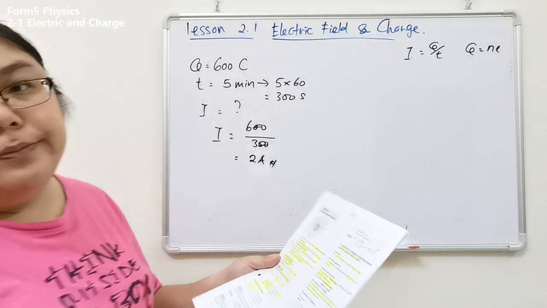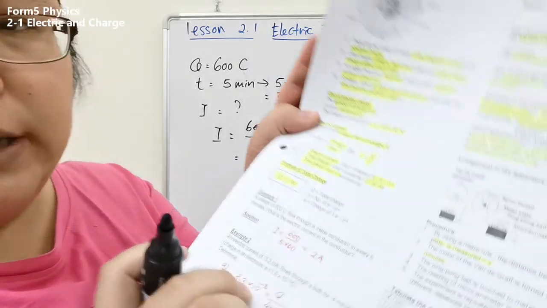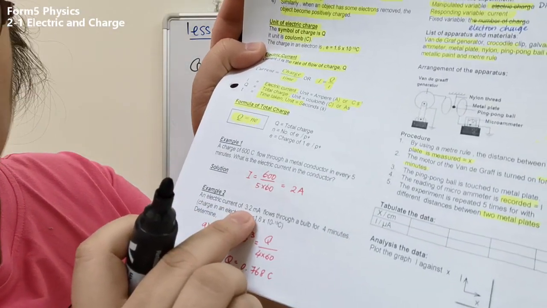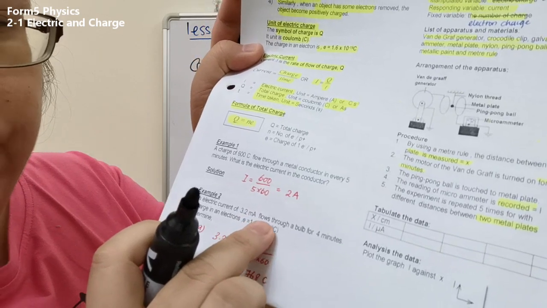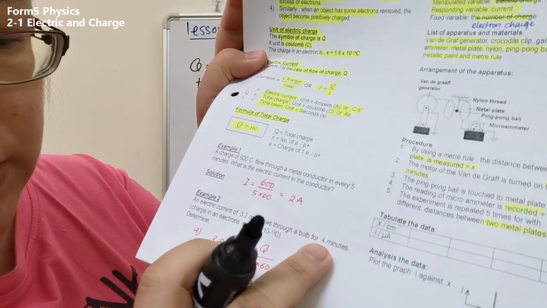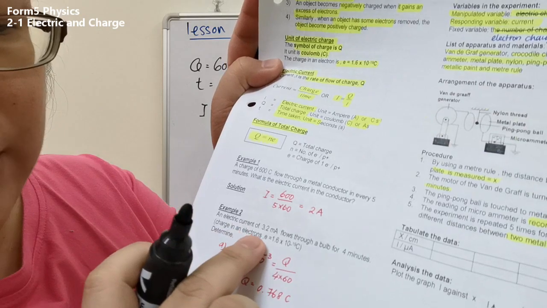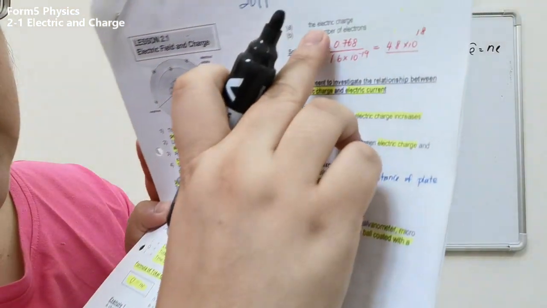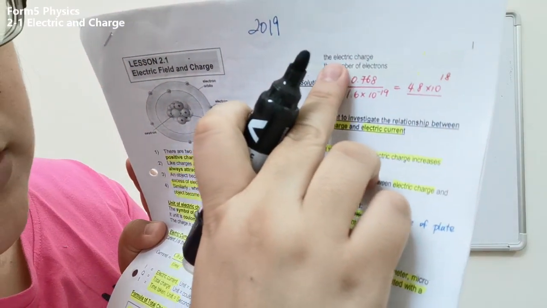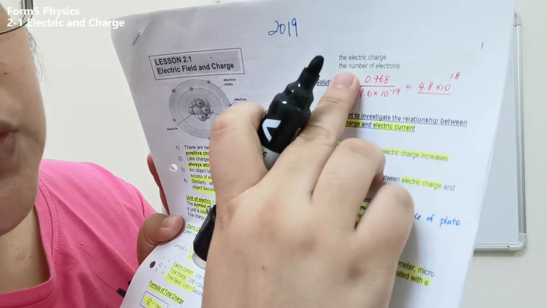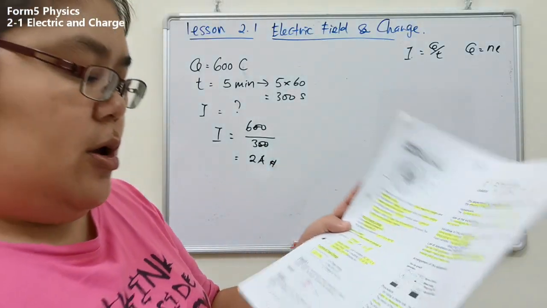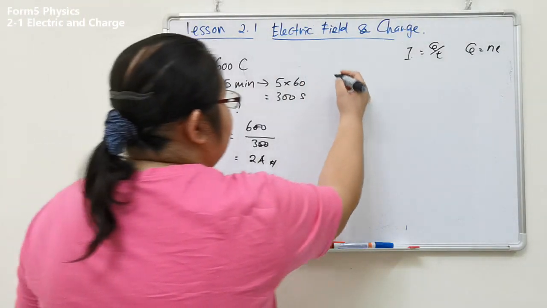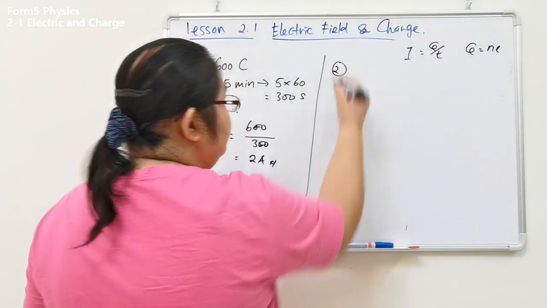Let's see the second one. I zoom in again. An electric current of 3.2 milliampere flows through a bulb for 4 minutes. The charge of the electron is given. First, they want you to determine the electric charge; second, the number of electrons. So from here we write the info first.